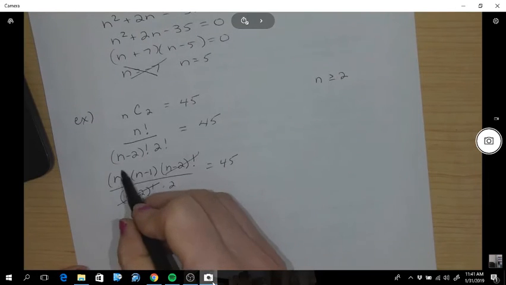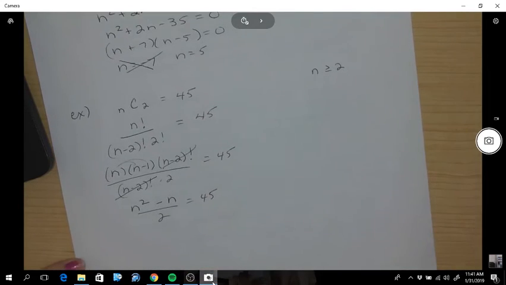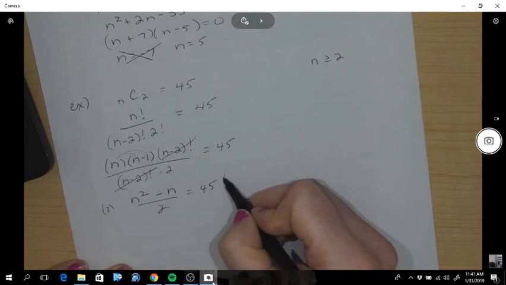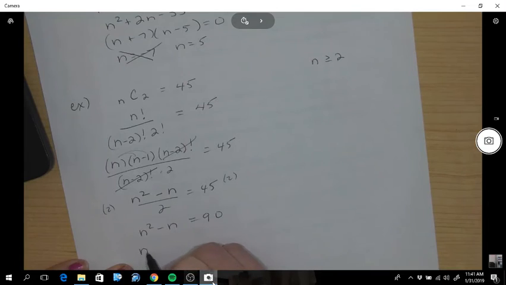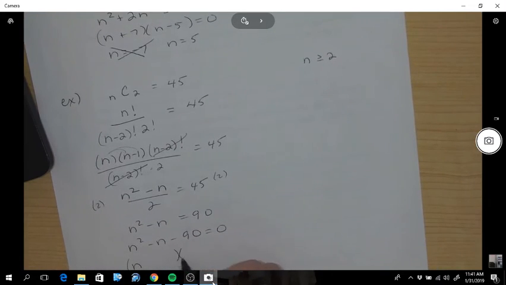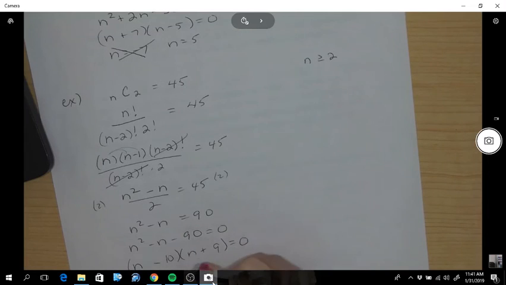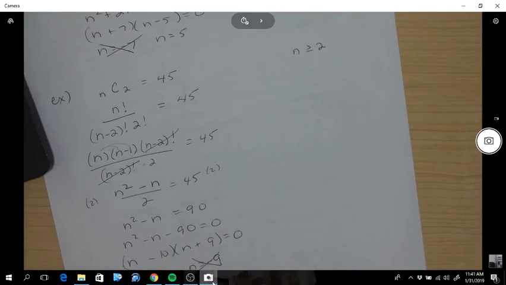So I'm going to expand this side. n squared minus n over 2 equals 45. And this means I'm going to times by 2. n squared minus n equals 90. Move the 90 over. Factor. So 9 and 10. n equals 10, n equals -9, but we will eliminate -9.